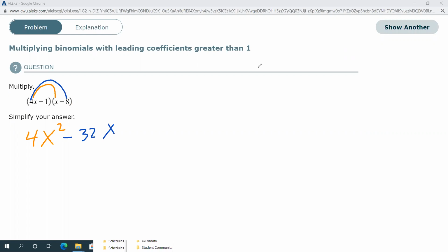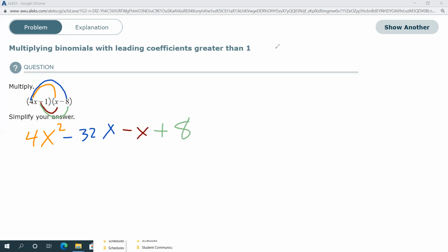And then, so the first boy, 4x, he's done dancing with both girls. Okay, so we're done with him. Move on to the other boy, negative 1. So negative 1 times x is going to be negative x. And then negative 1 times negative 8 is positive 8.